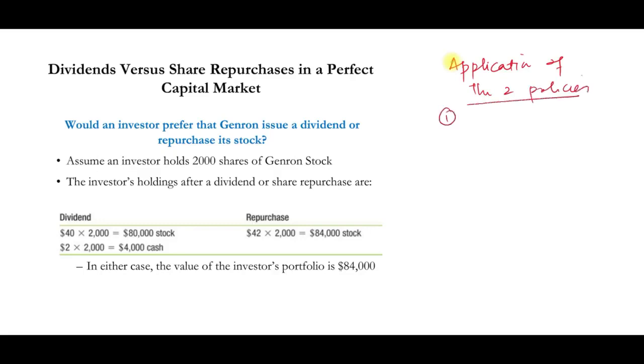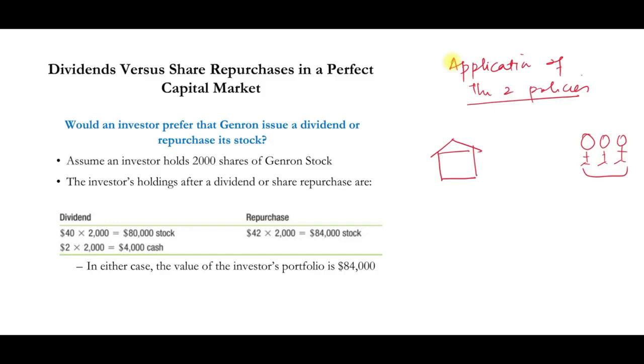First policy is, would an investor prefer the dividend or repurchase its stock? So this is a company decision, but what about the stockholders? This is what the company is thinking, to decide a dividend or share repurchase, but what the shareholders are thinking, we need to look at from their perspective.